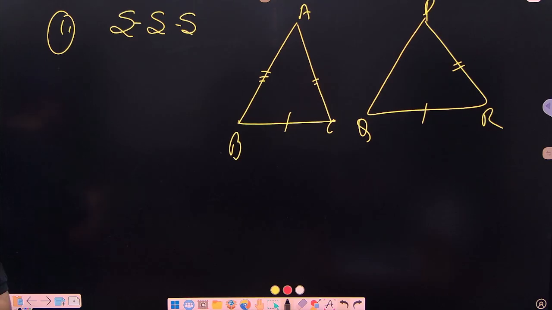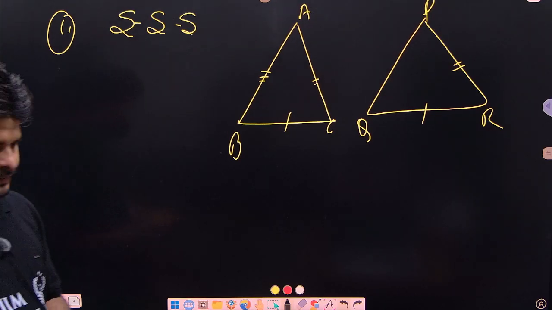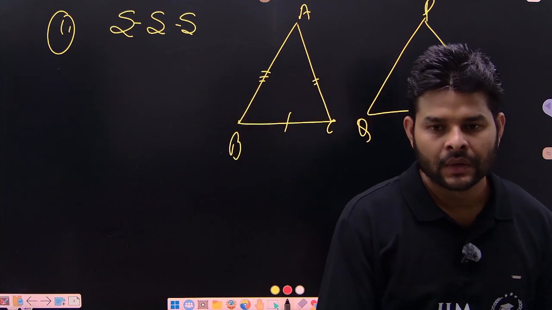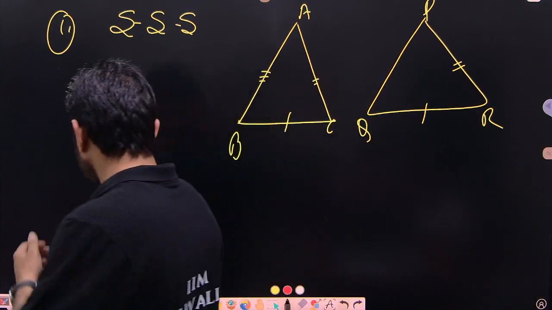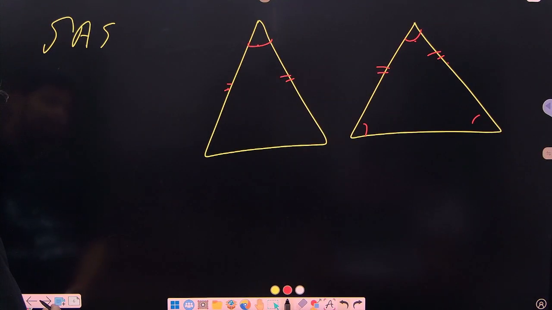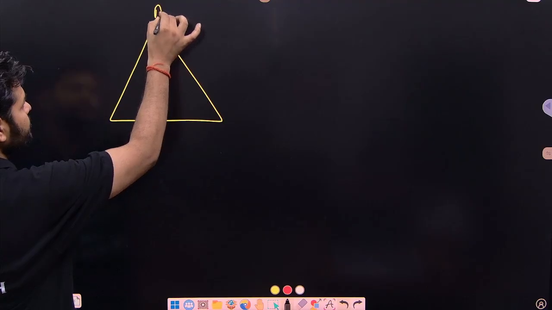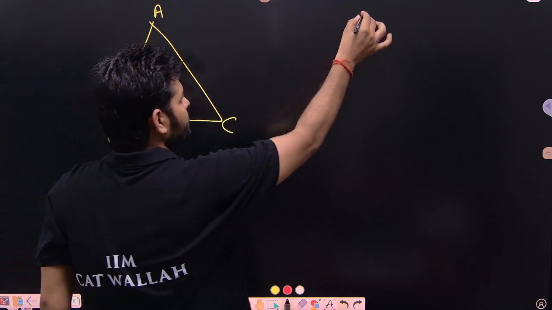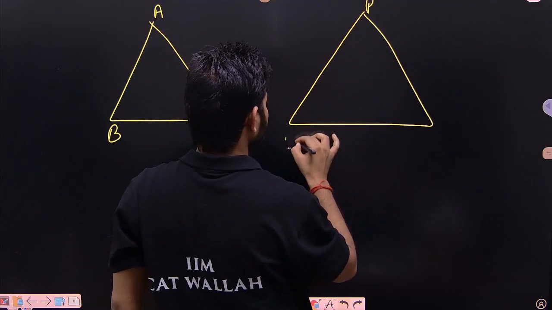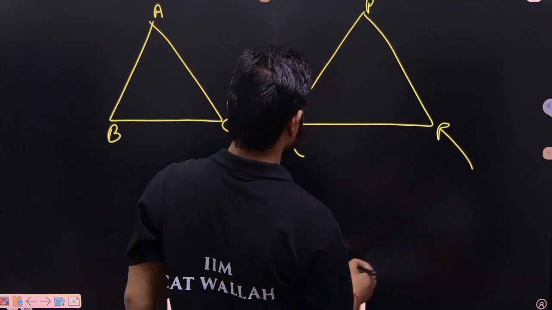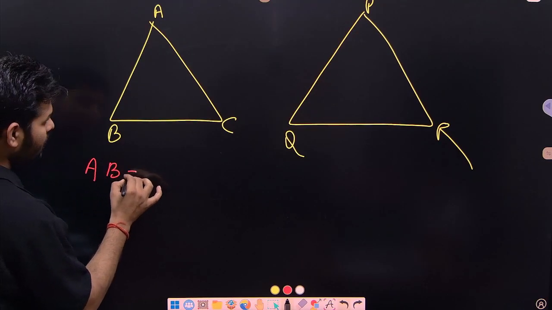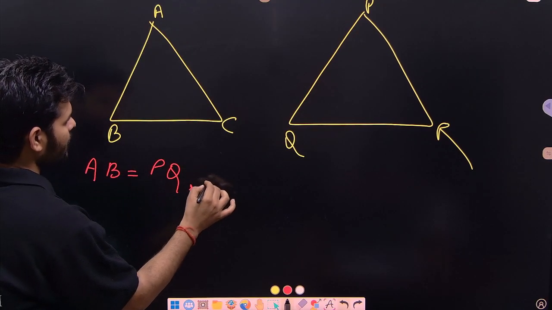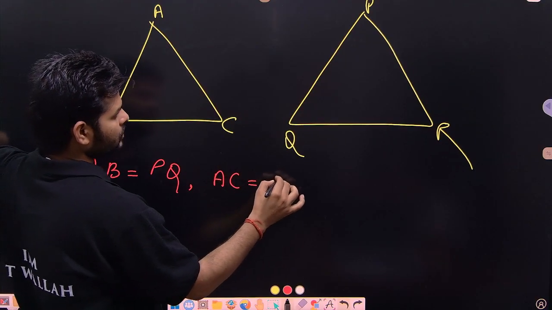Note it down, guys. So basically, in short, what you will need to write down: if two triangles ABC are congruent, which properties are they going to follow? AB would be equal to PQ, AC would be equal to PR.